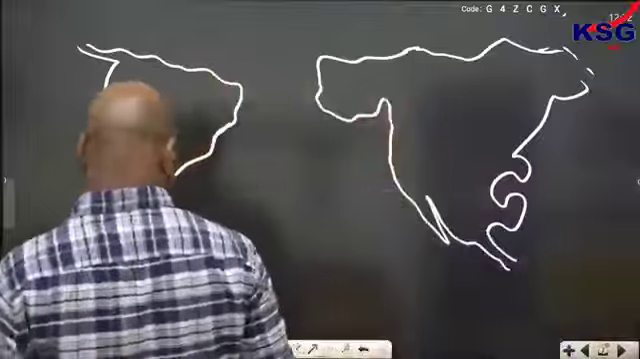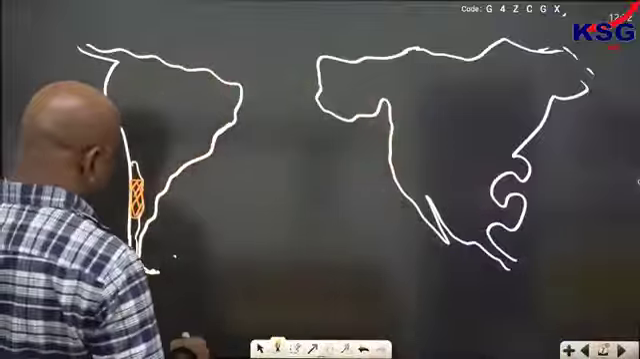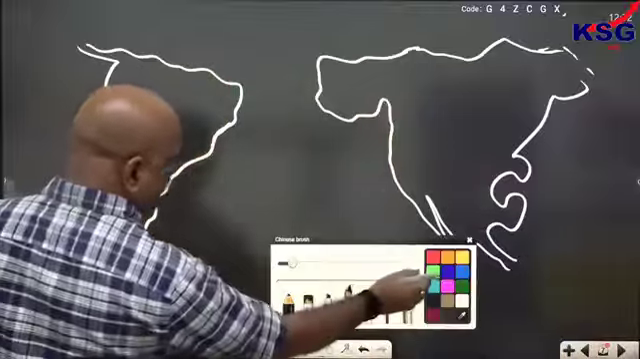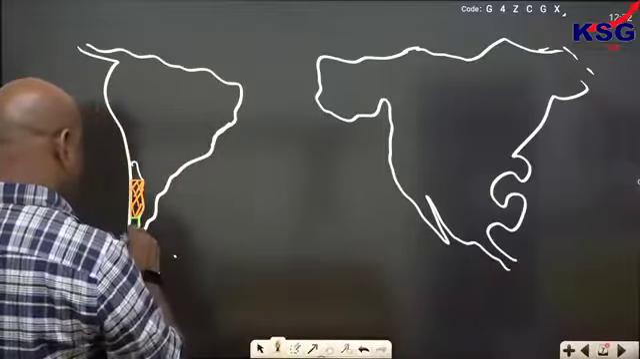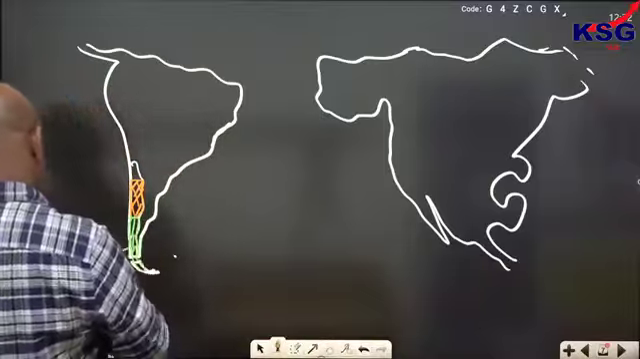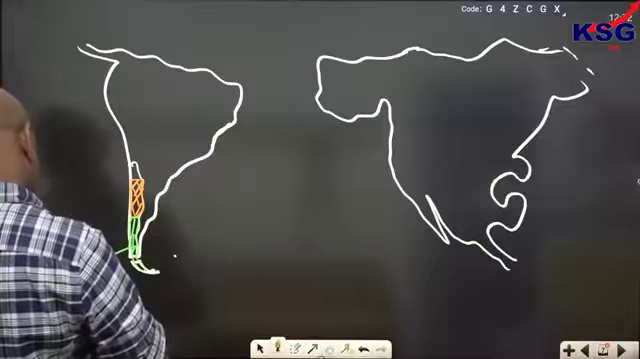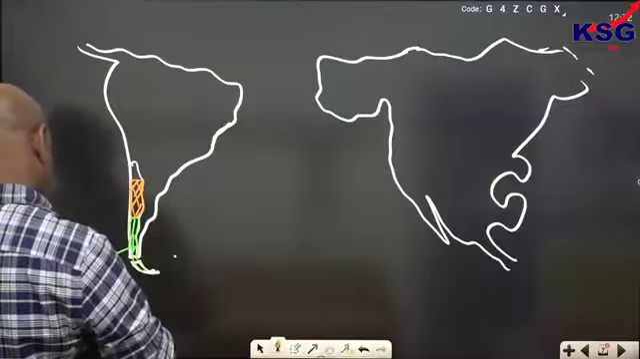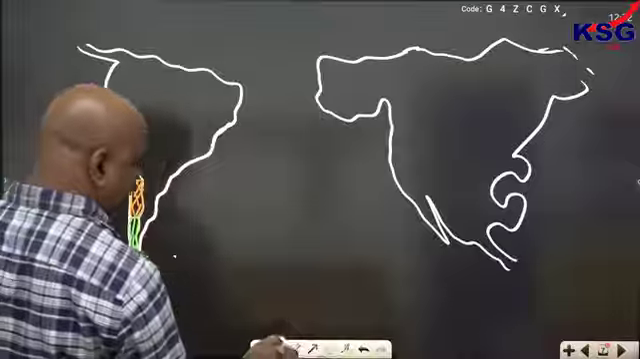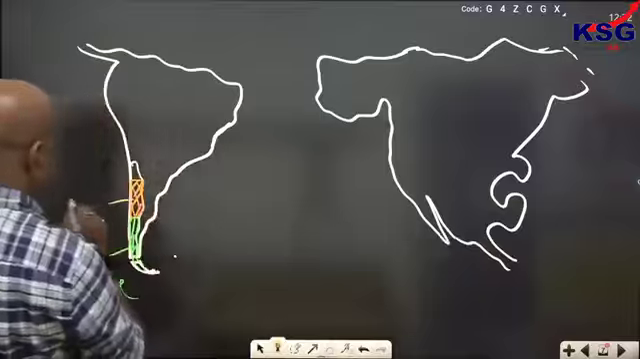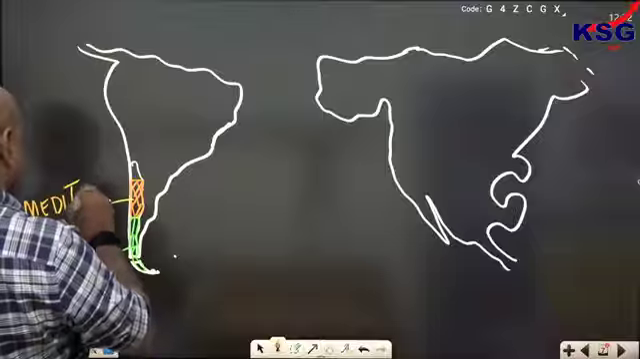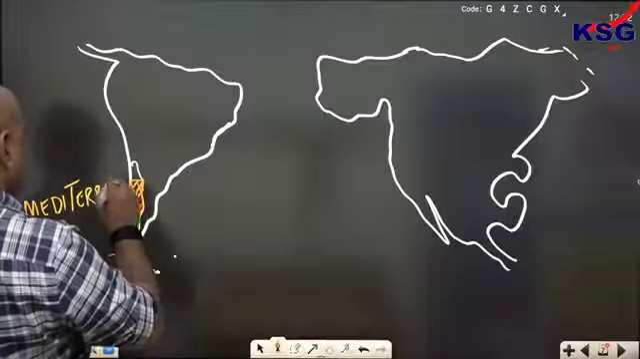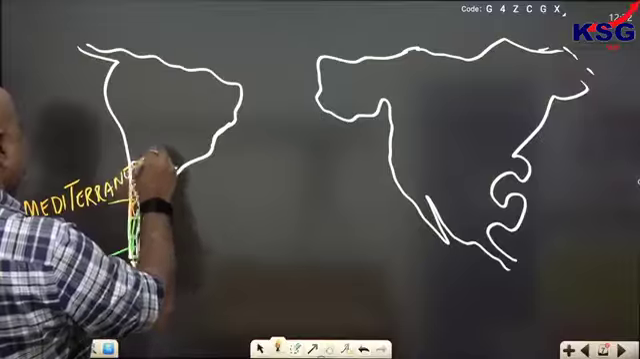Look here, southern Chile will have the British climate. The southern Chile has the British type of climate. Here it is British climate. Central Chile has the Mediterranean climate.